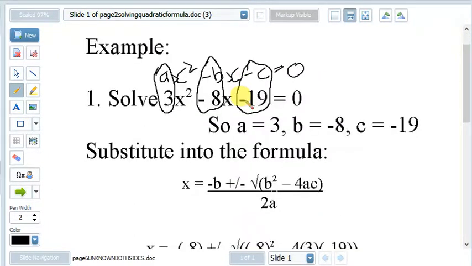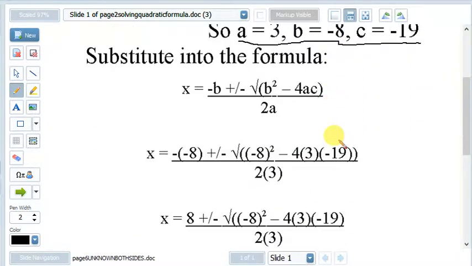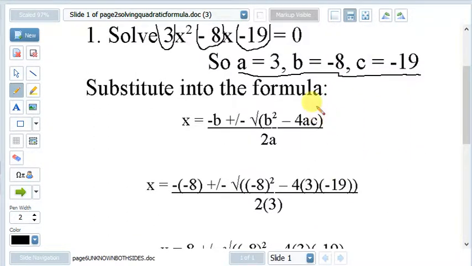So what we've got here is an example, and just for this example I've written the ax squared minus bx minus c equals 0 above the formula. So the a is 3, the b is negative 8, and the c is positive 19. That clarifies where these values here have come from. So what we now do is we substitute these values into the general formula.